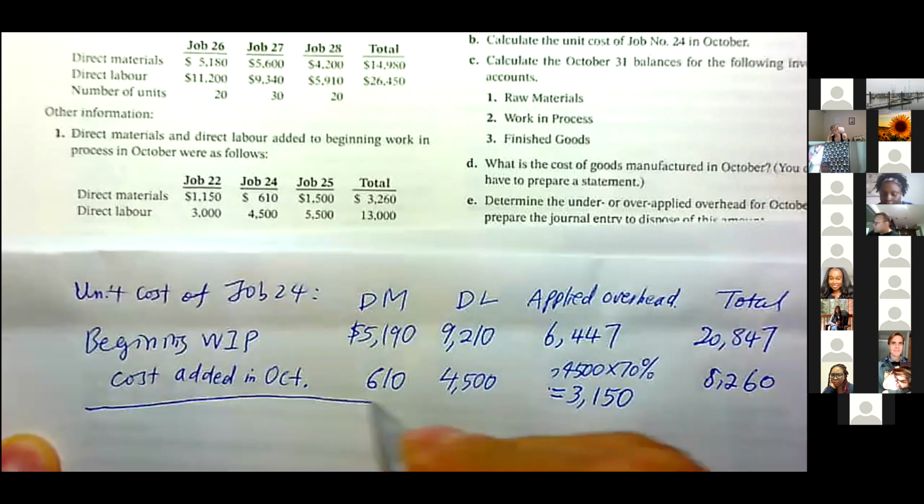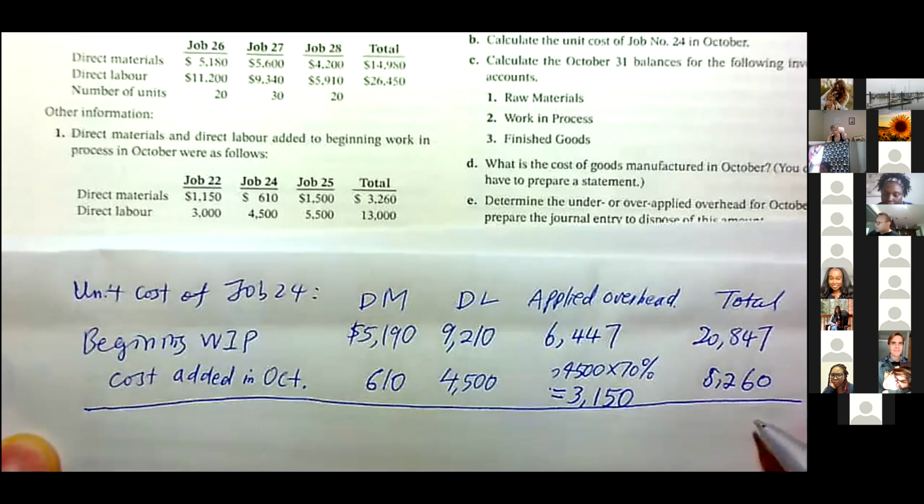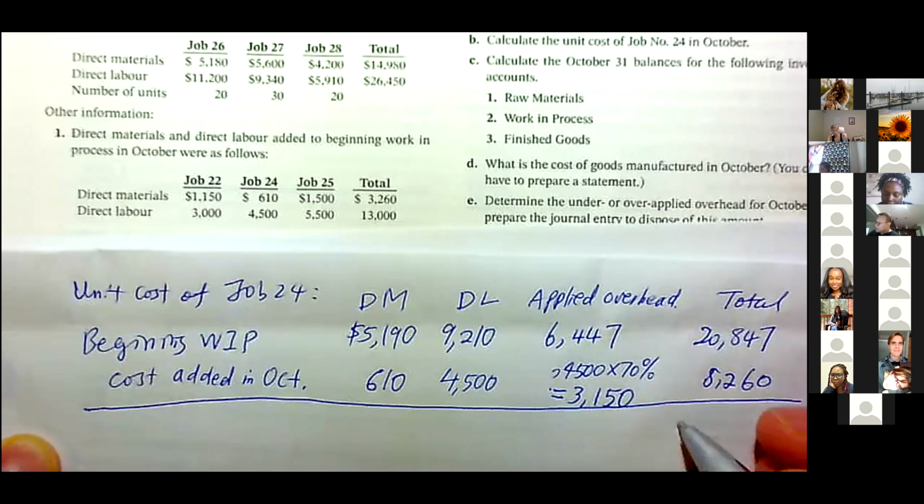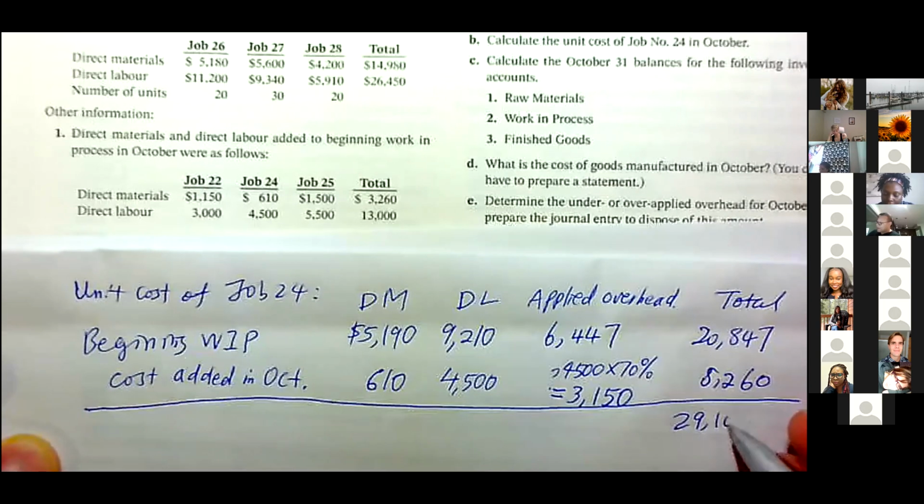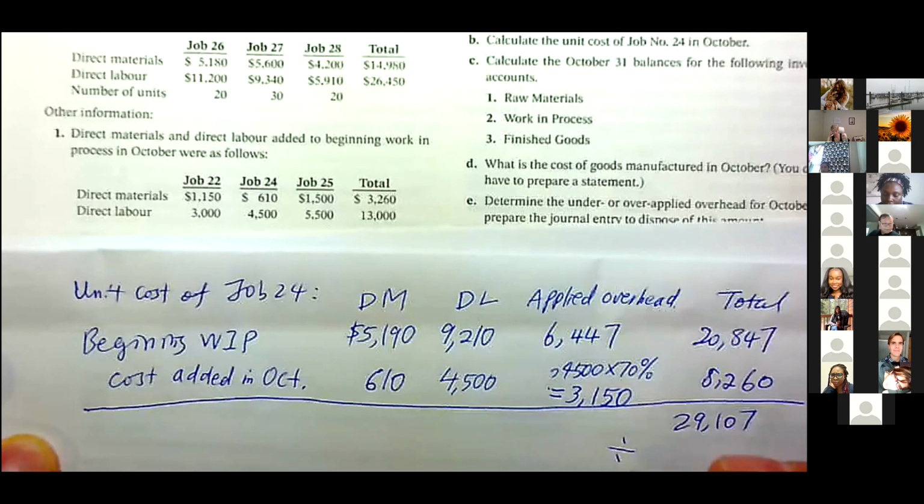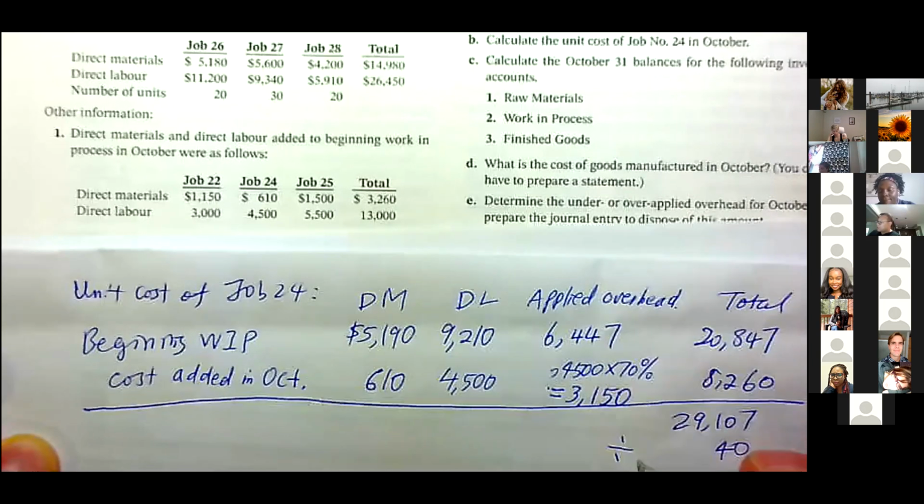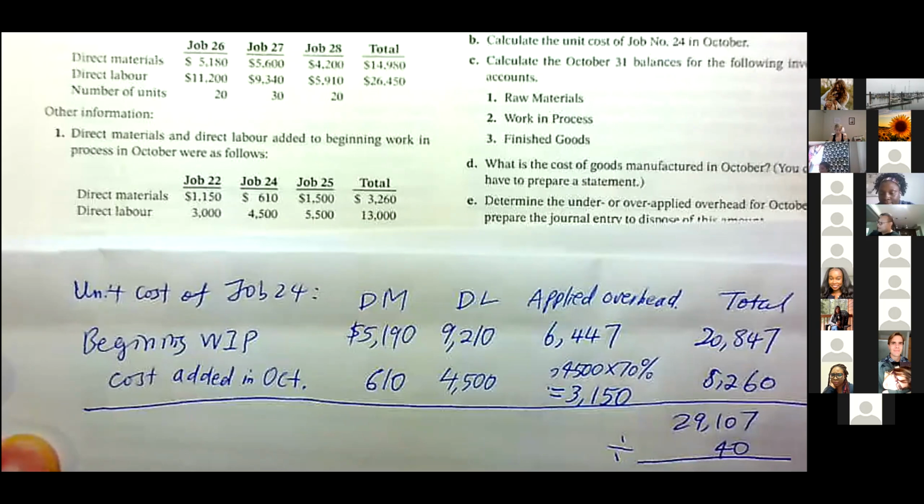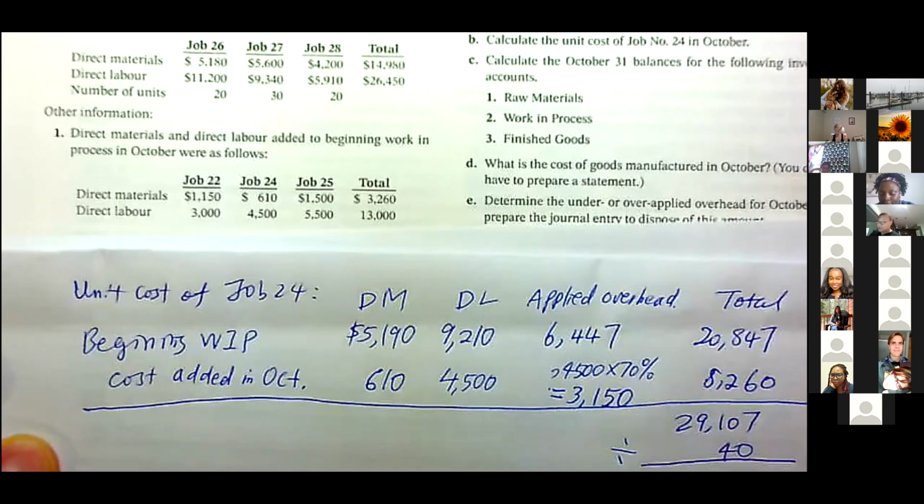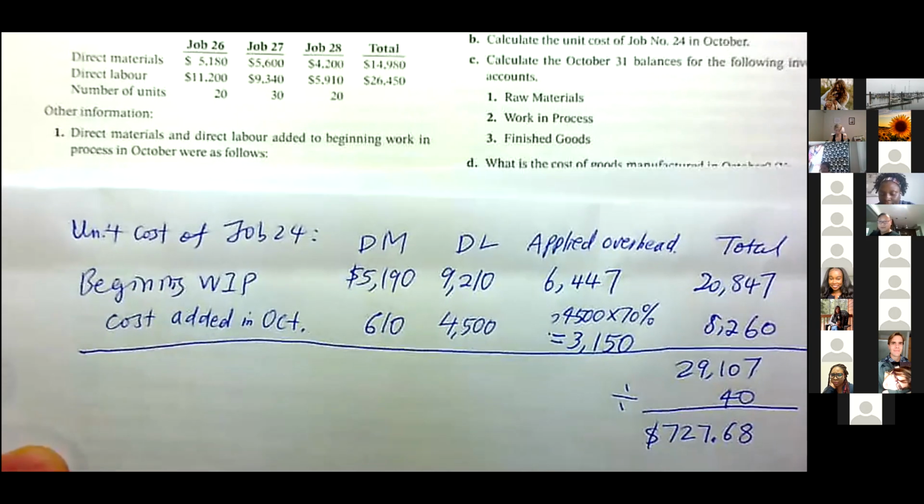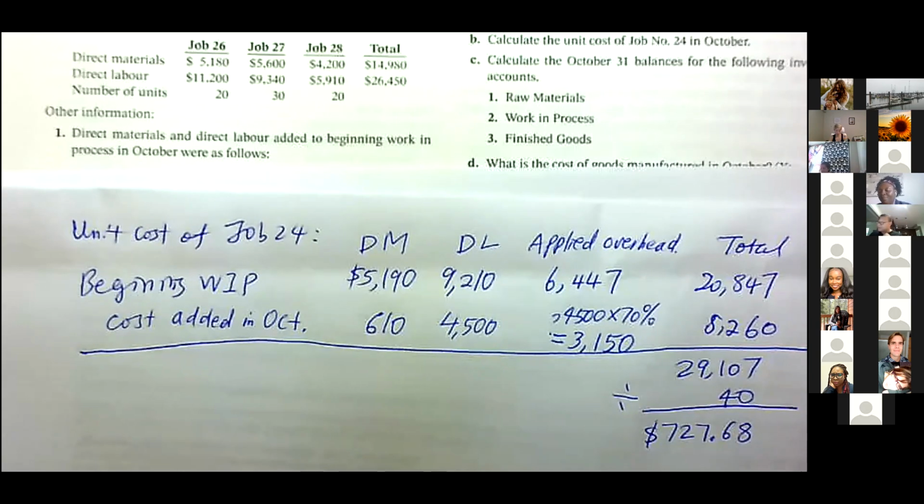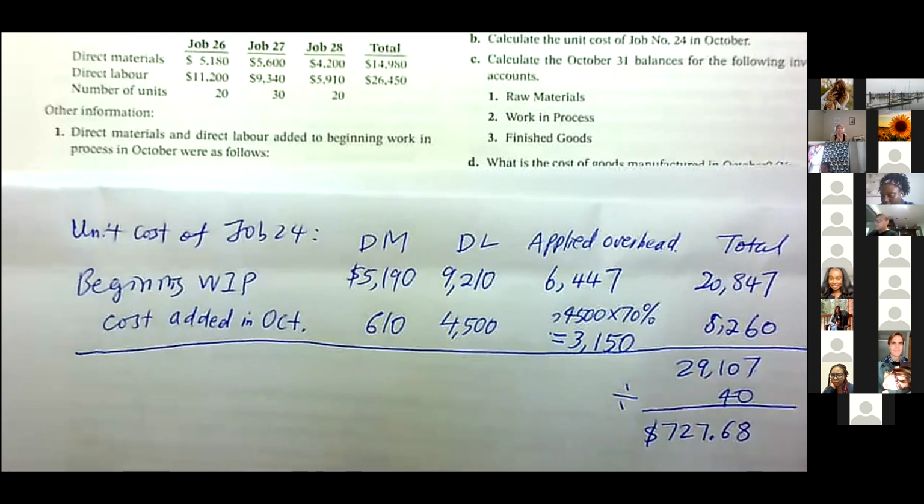So now let's do a total. The total is 29,107. And how many units? 40. So then what is the unit price? 727.7. Okay, good job. Okay, so that's what I got. For the applied overhead, we take the direct labor cost and multiply that by our rate? Yeah, perfect.